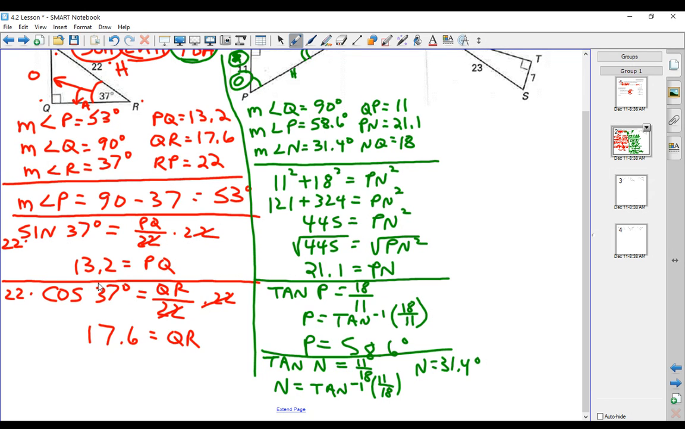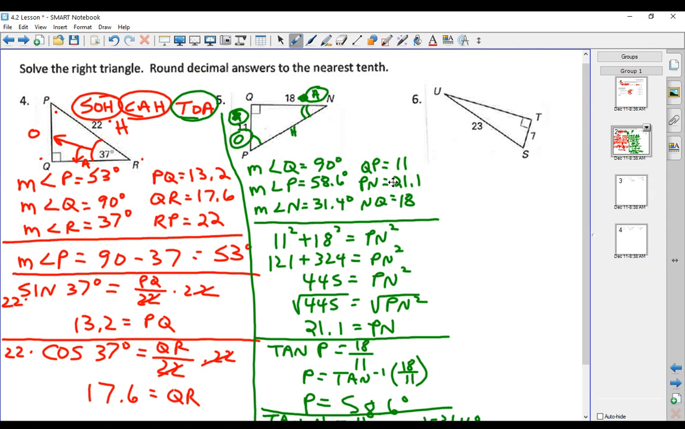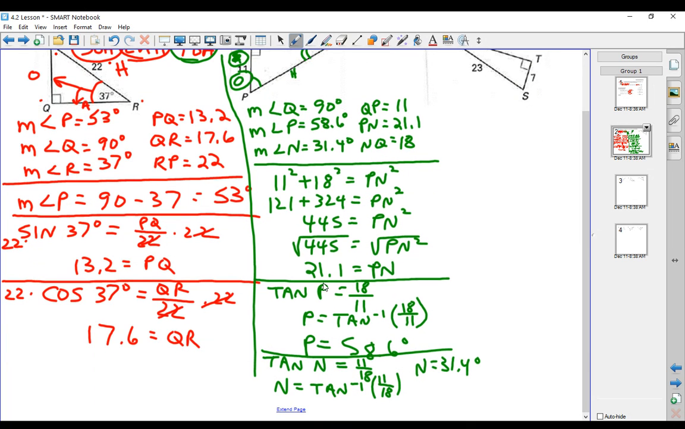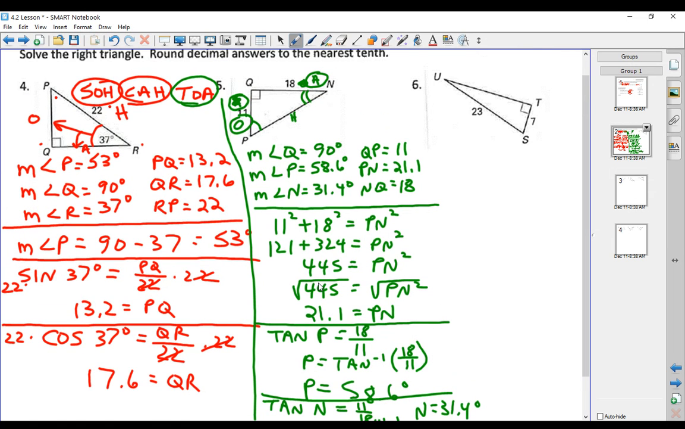All right, we have one more problem to go over here. Problem number 6, and I'm probably going to have to erase some of this in order to fit the work on there. So I'll let you pause right there for a moment if you need to copy down information. All right, let's look at problem number 6 now.